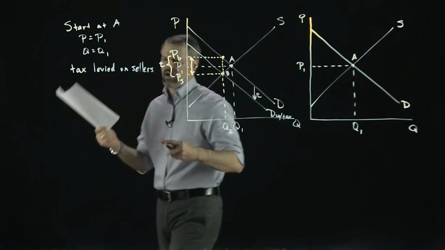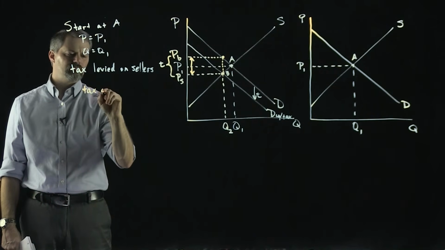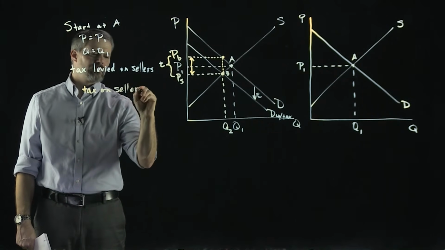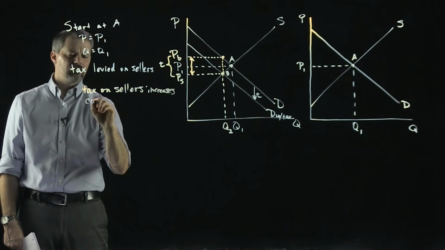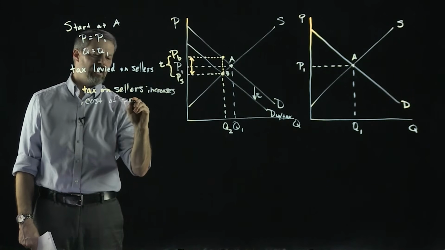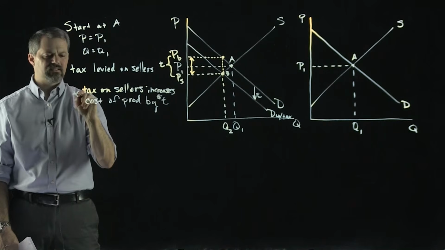Okay, so let's write that over here. A tax on sellers increases cost of production by the amount of the tax, by T dollars, whatever that tax is, and that's important.